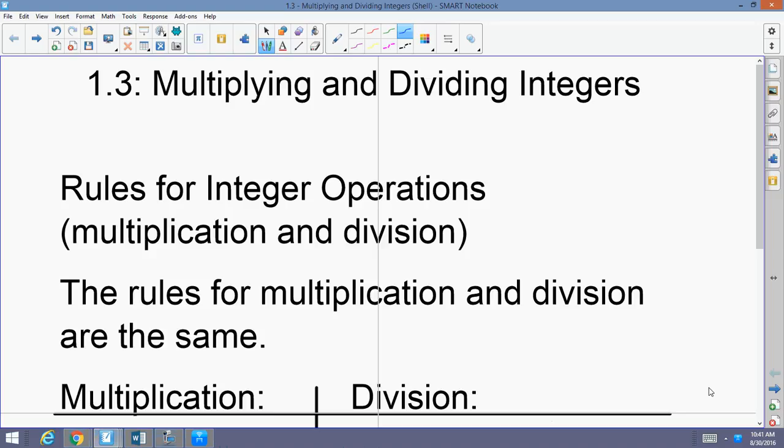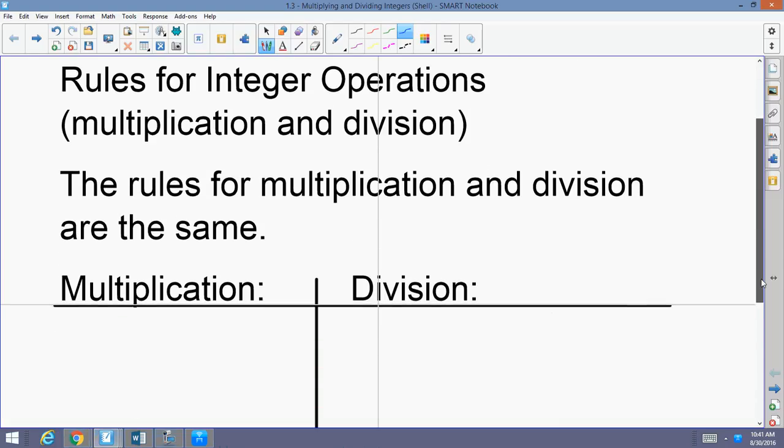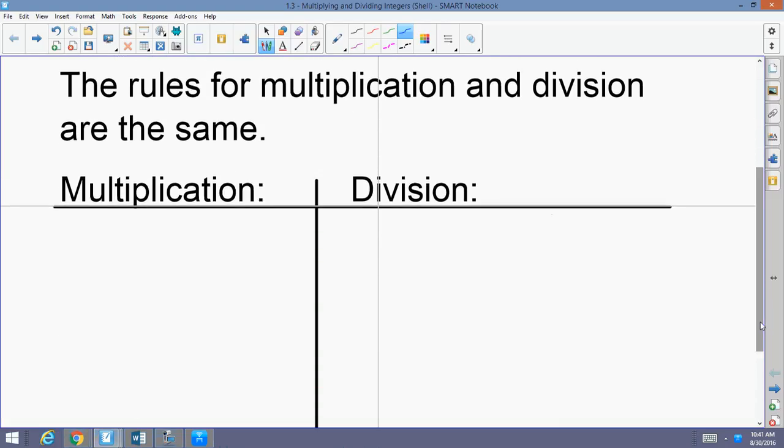Welcome back to Mr. Morrow's Algebra 2 class. Today we're going to continue with integer operations, and we're talking about multiplying and dividing integers. The rules for multiplying and dividing integers, believe it or not, are the same for both. So let's just get right to it.